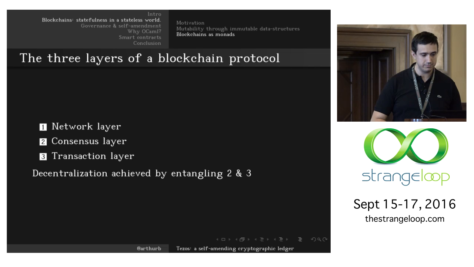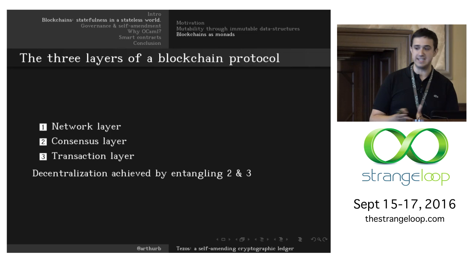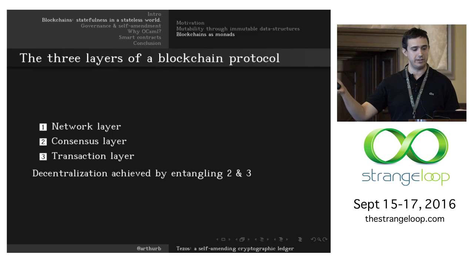So when we design a blockchain protocol, there's really three layers that we care about. There's a network layer, and the network layer is essentially the gossip protocol. It's how participants in the protocol learn about blocks, they learn about transactions, they know what's up. There's a consensus layer, which is, OK, we know the blocks, we know the operations, but which branch is canonical? And the transaction layer, which is, OK, we have these operations. What do they actually mean? What do they do to the state?